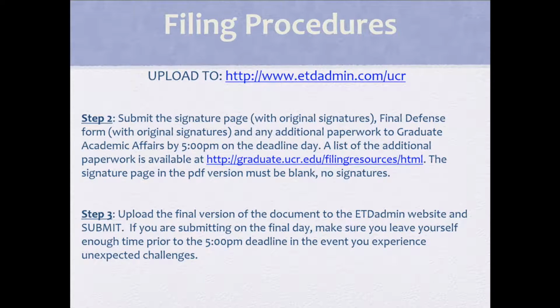For master's students, the required paperwork includes, again, the signature approval page, the report of final defense for masters, if that's required, and that should be listed on your advancement letter if a final defense is required for you. Again, as well as the acknowledgement of previously published material, if applicable to your situation. The required paperwork needs to be submitted to our office by 5 p.m. on the deadline day. The last step of the process is to then upload the final version of your document, and again, you will do that through the ProQuest website that I will walk you through.